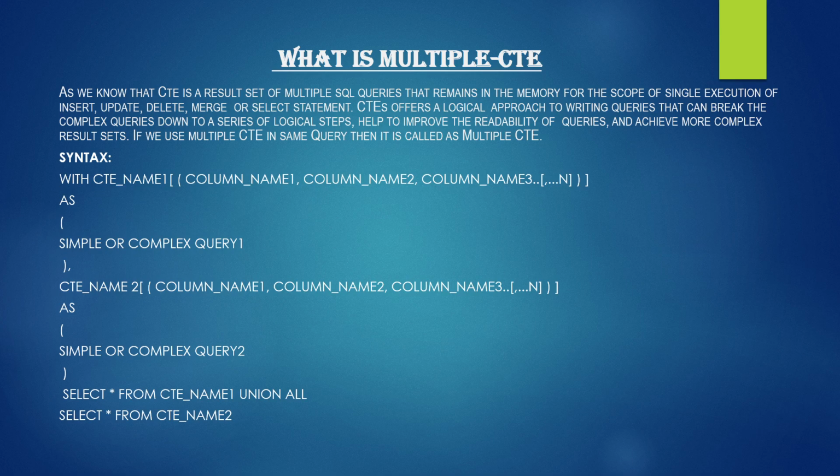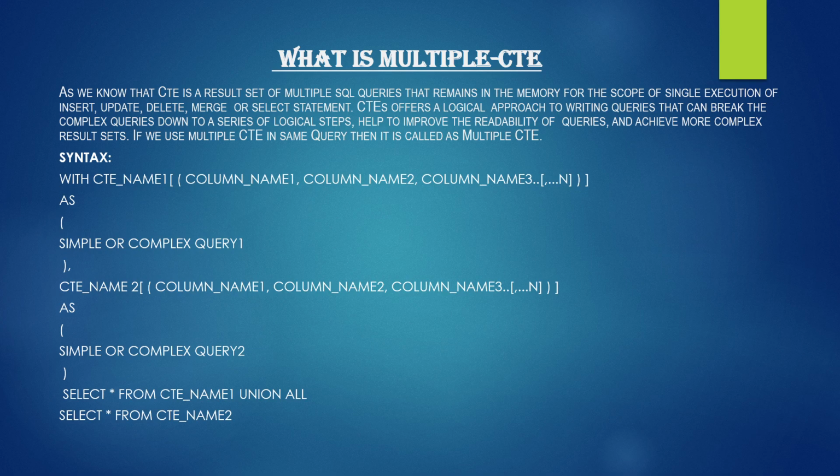Suppose I am going to use one CTE and in that CTE I have used some complex query. What I want is to display the result set of multiple CTEs. So in that case we can use union all with those multiple CTEs.